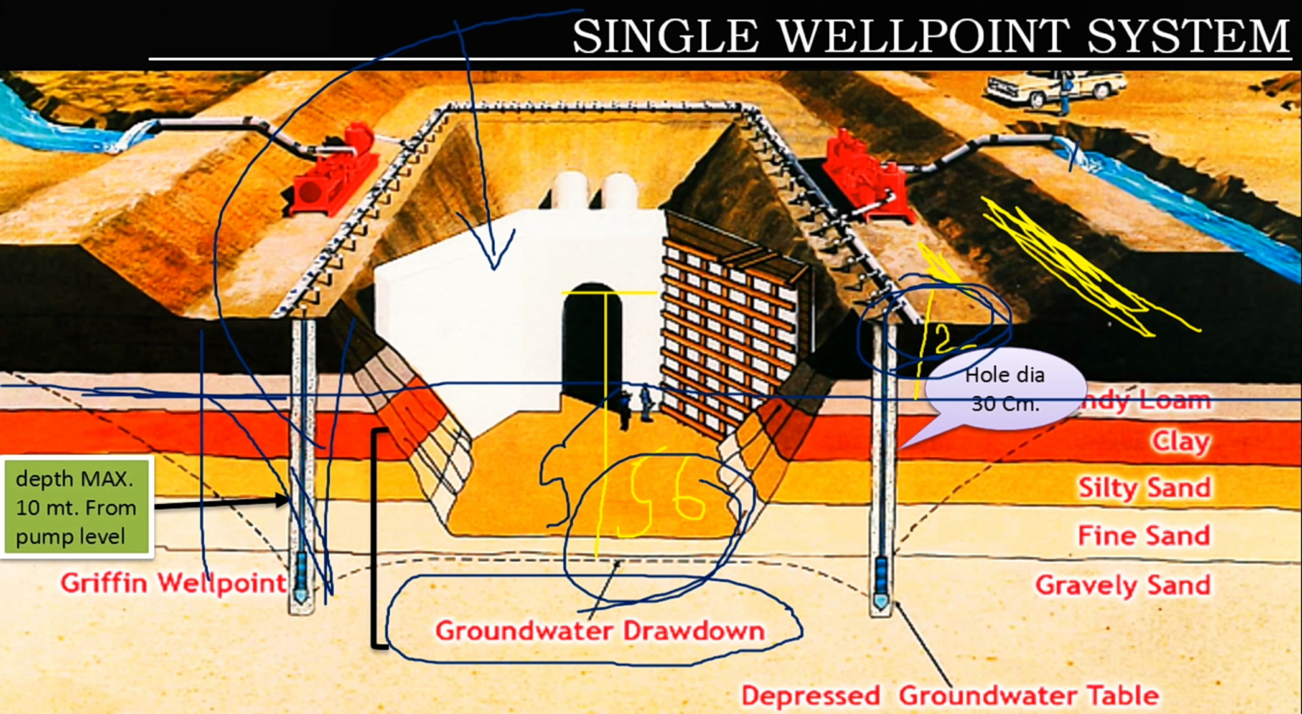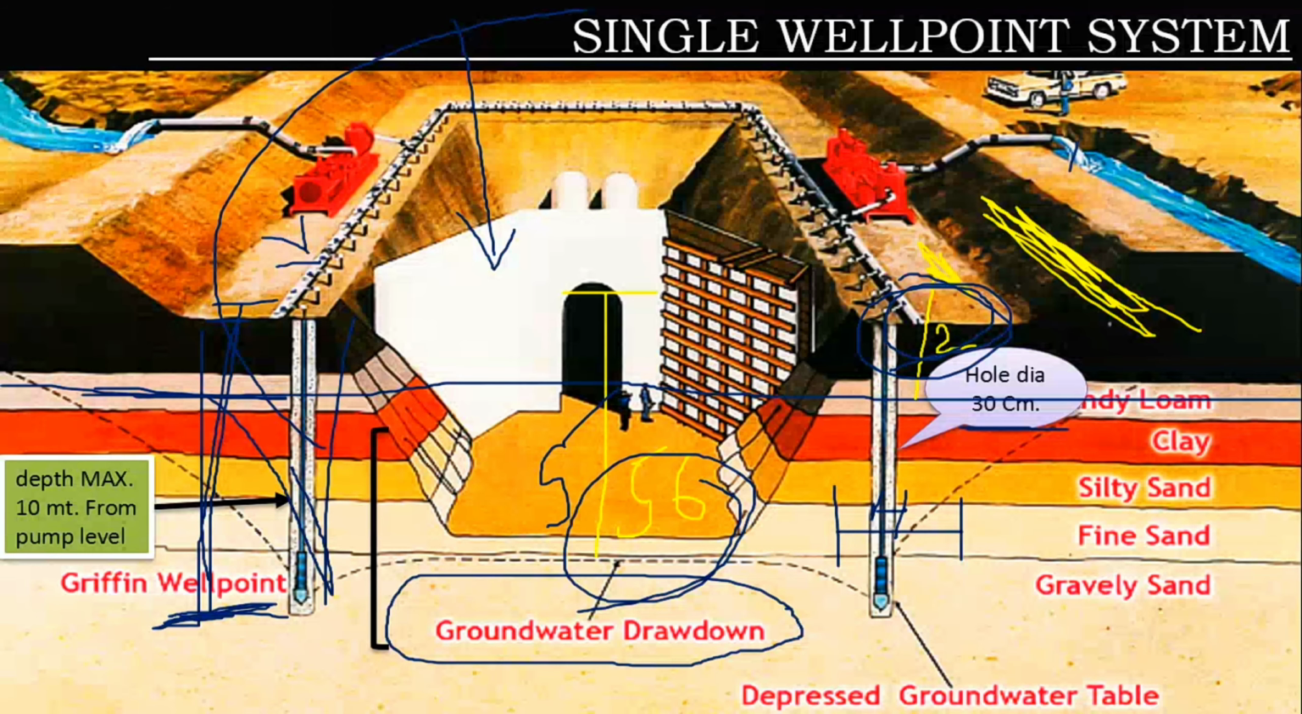Clear? Okay. Now, in terms of depth, the maximum depth is 10 meters from the pump level. That means if you fix your pump level here, then you can go maximum up to 10 meters, not more than 10 meters. And the diameter of your particular hole, this one, is maximum up to 30 centimeters. We do not mention the diameter of the well point system. Why? Because it is not mandatory. Okay, so this is your well point system method.